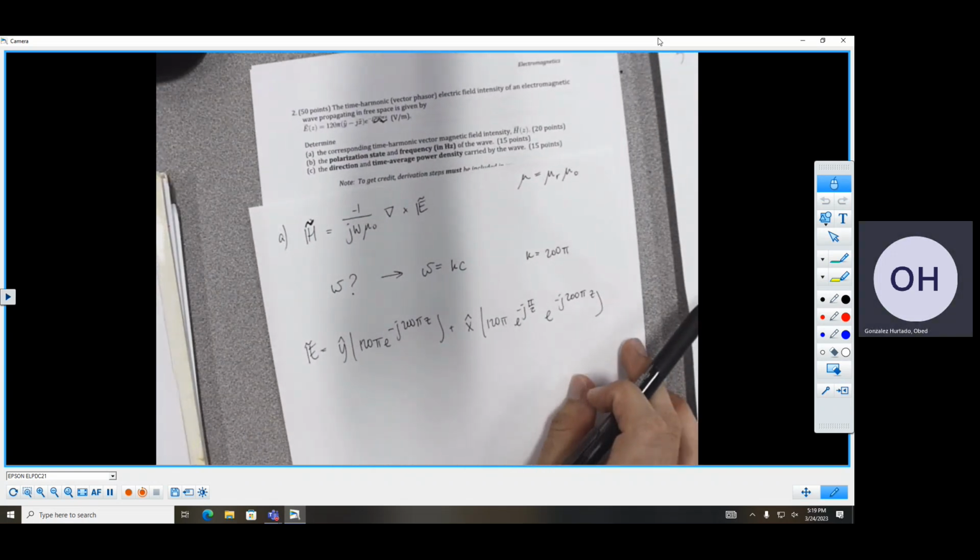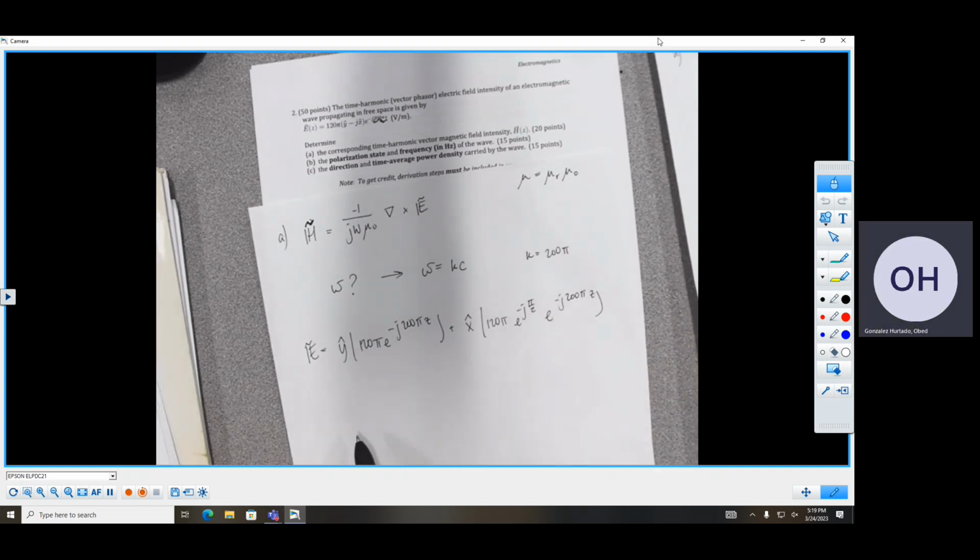Let's see, was mine right? I don't think it was. Wait, hold up. Yes, it was right. So after doing the cross product, your H, you should end up with something like this.